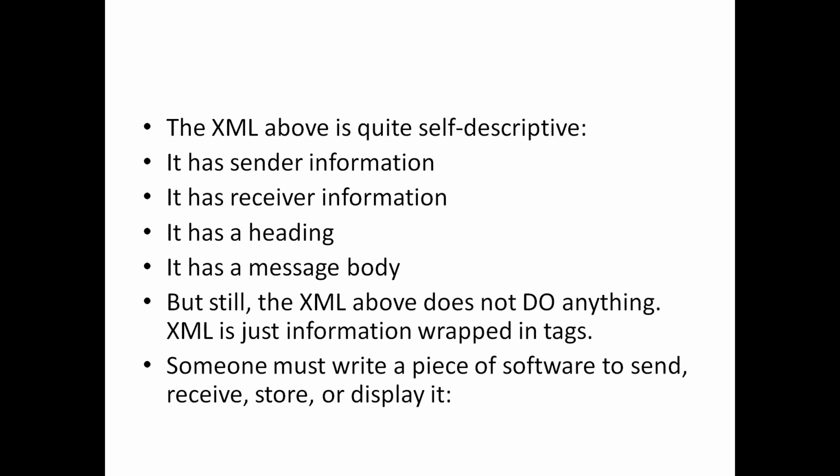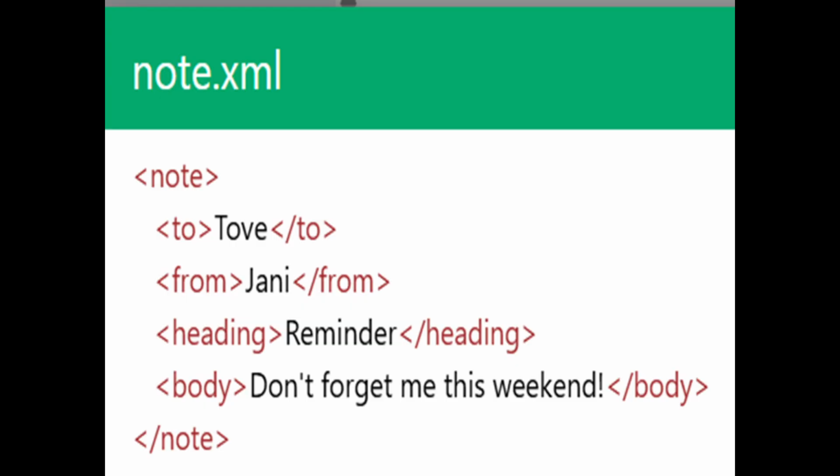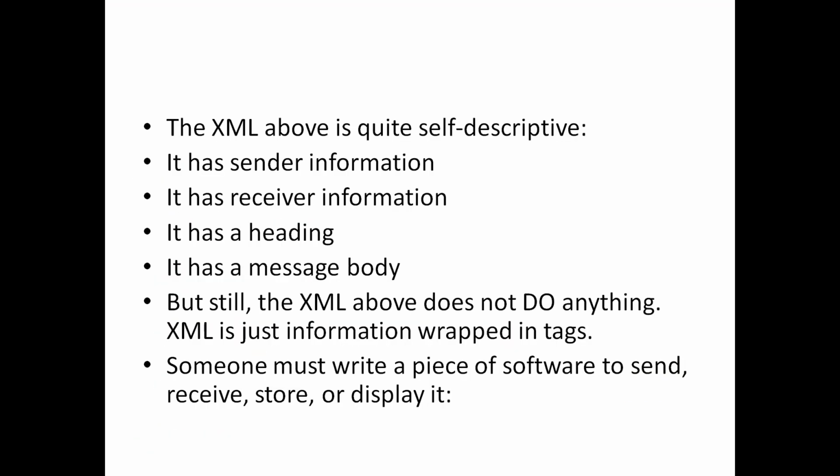So the above XML program is self-descriptive. Why are we saying that? Because it has sender information and receiver information, it has heading, it has message body, everything. So it is understandable. If I want to write a piece of software to send, retrieve, store or display the XML data, XML is platform independent. Every platform can access XML, and it is software independent. Each and every software can use XML.